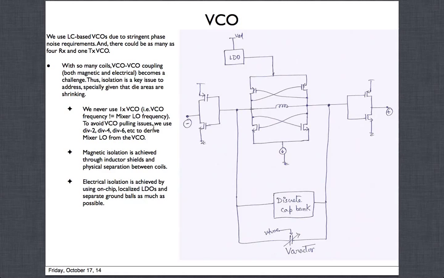We will always use something like, after this VCO, a divide by 2, divide by 4, or divide by 6. So let's take the case where we have a divide by 2 at these outputs. These outputs go to divide by 2 circuitry and then get fed to the mixer. Then the mixer LO is actually half the frequency of the VCO frequency.